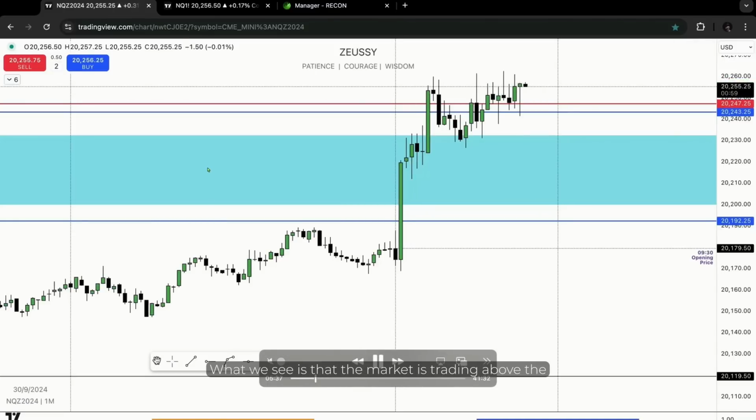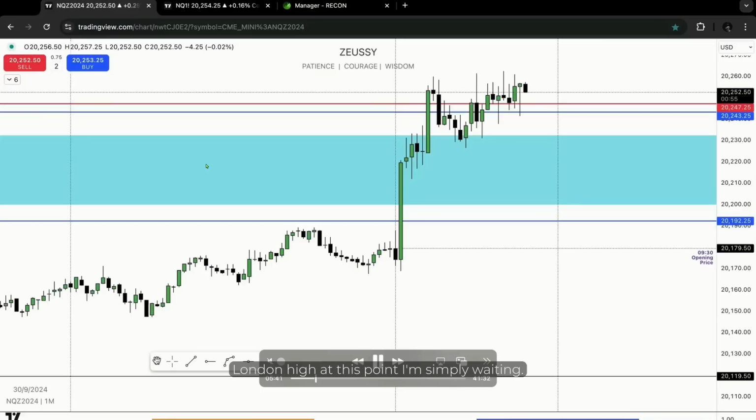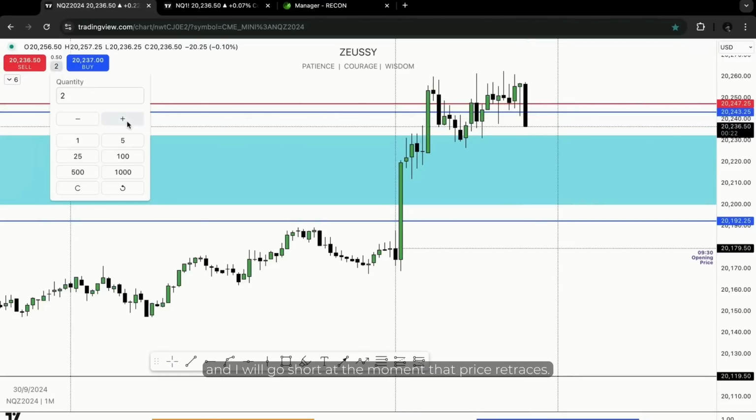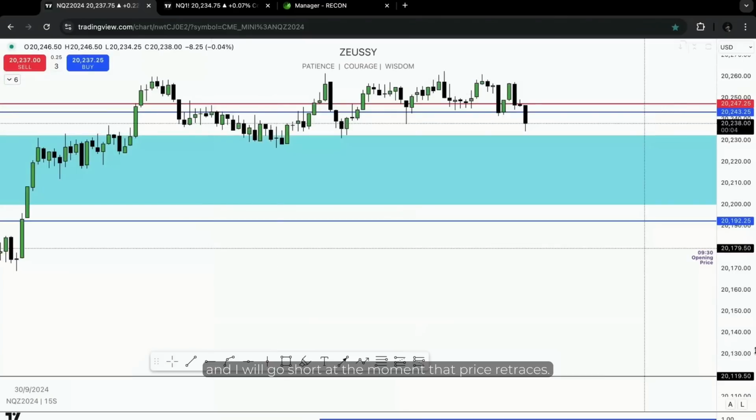What we see is that the market is trading above the London high, and at this point I'm simply waiting. I'm simply waiting for IPDA to show its hand to me, but I already know that a swing high is likely going to form because the time is nearly right for that to occur. Therefore, all I'm waiting for is the displacement leg, and I will go short the moment the price retraces.